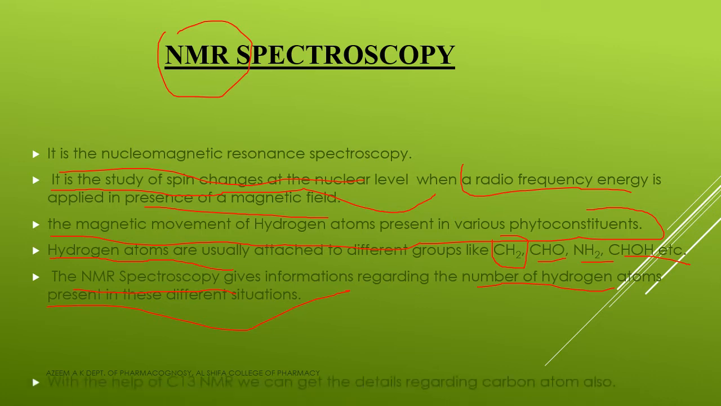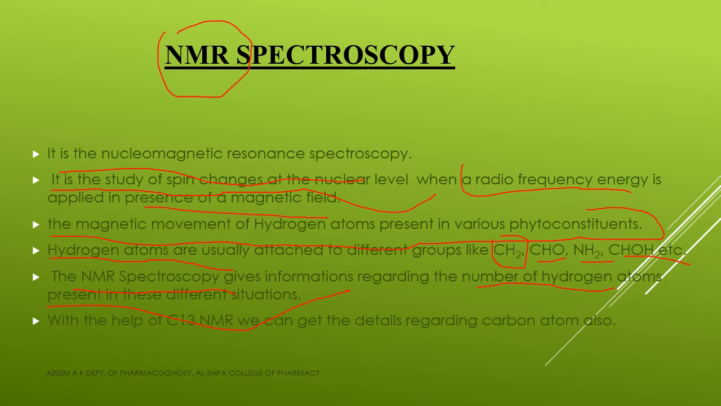Clear? Now the next point is carbon-13 NMR, which is also used. So with the help of carbon-13 NMR, we can get the details regarding the carbon atoms also. So basically NMR spectroscopy is used for finding out the nature, type, number, etc. of hydrogen atoms. But nowadays carbon-13 NMR is also there, and with the help of this carbon-13 NMR, nowadays it is possible to find out the number, type, nature, environment, etc. regarding carbon atoms also. Clear?